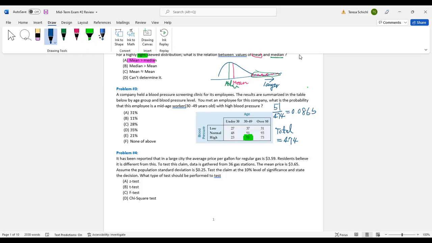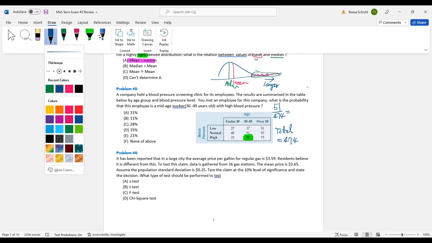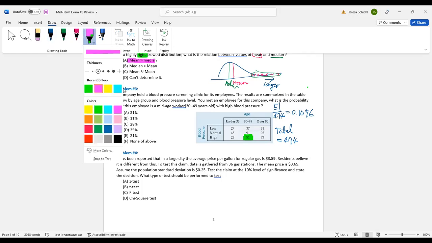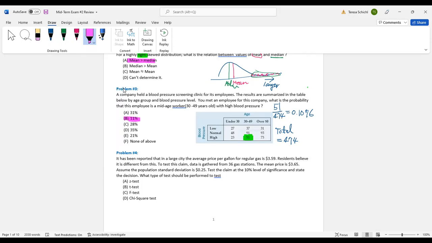Okay, so now, it's 51 over, did I calculate it right? Oh, I did not have 51 divided by 474. Yes, oh, okay, so I put it in the calculator wrong. So this number is going to be 0.1076 here, right? So that means it's 10.76%. So what is the closest one here? It is about 11%, right? So the answer will be B here.